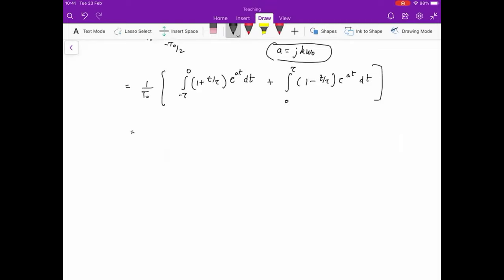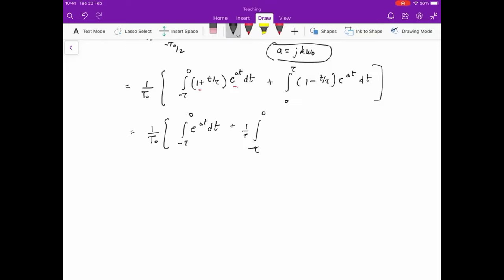So when you look at the first one, we can sort of expand this. It's going to be integral minus tau to zero. And we're just taking this term and this term. So we get e to the at dt, plus one over tau integral, minus tau to zero.